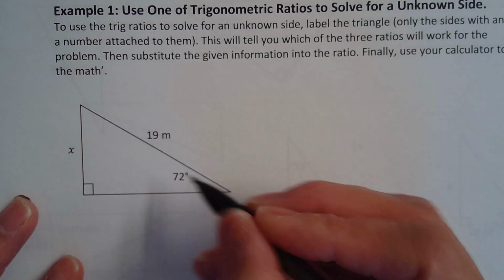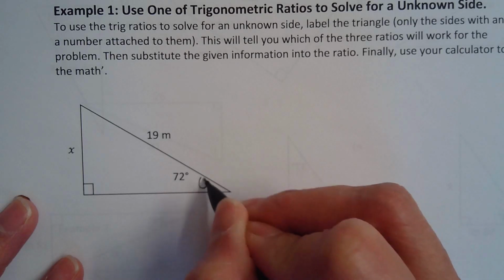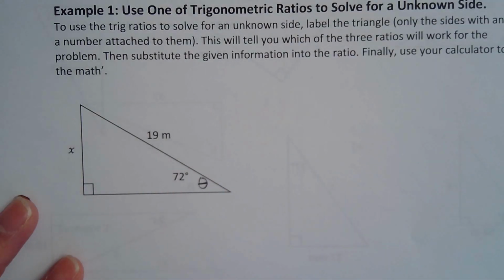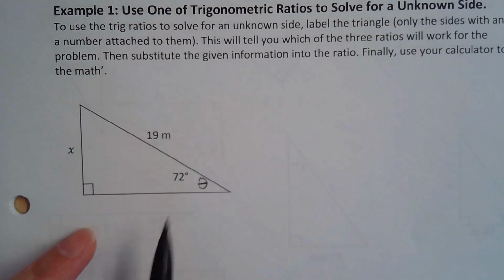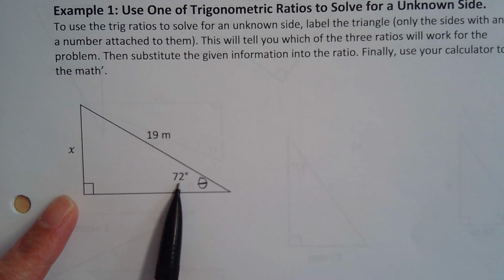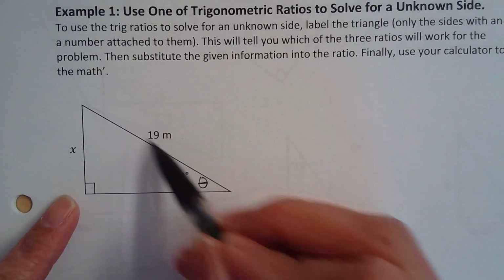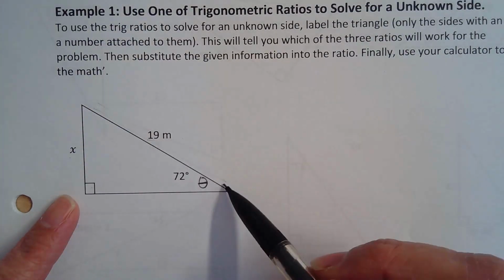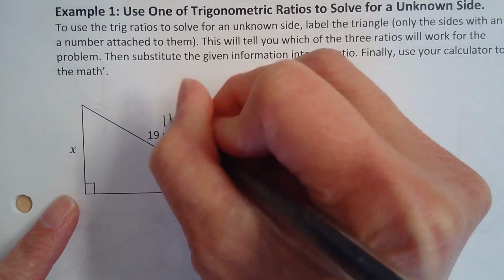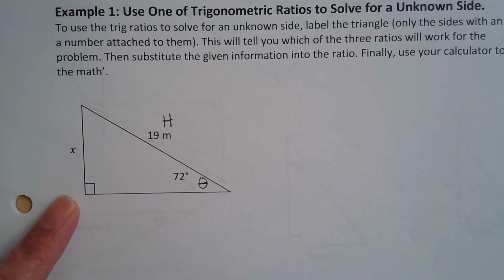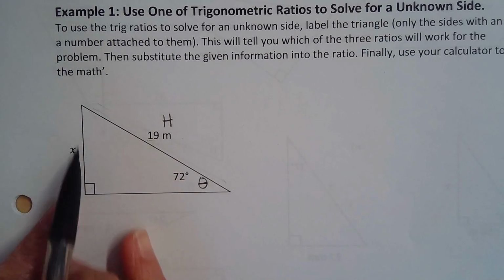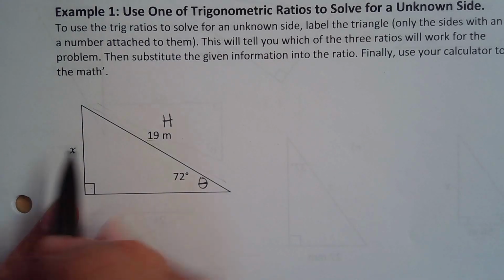This is your theta. Now let's see if we remember what we talked about earlier, labeling. So if this is your theta, and this is your 90-degree angle, what do you call this side? Hypotenuse. So this is H, hypotenuse. Okay, very good. Now, what do you call this side? Opposite.